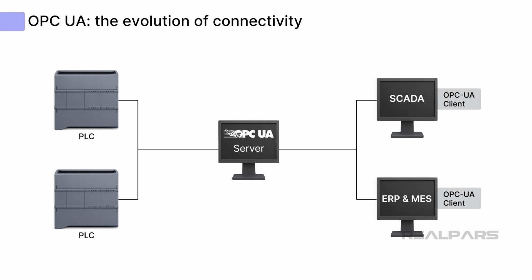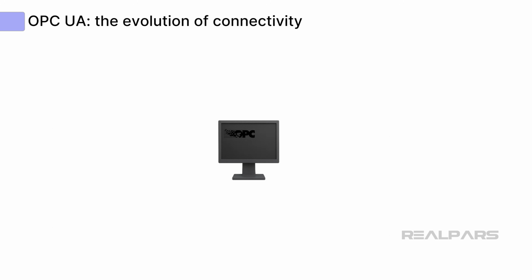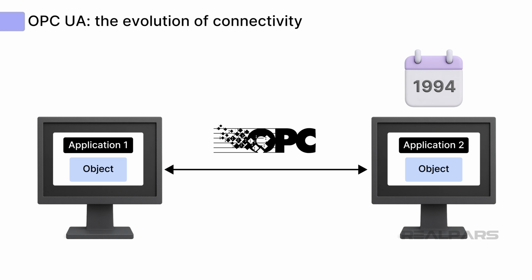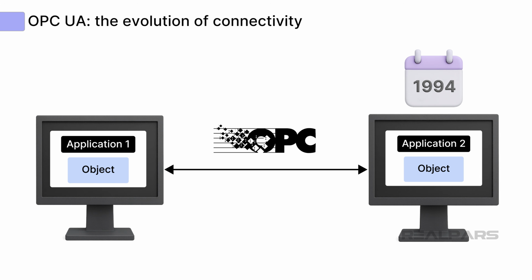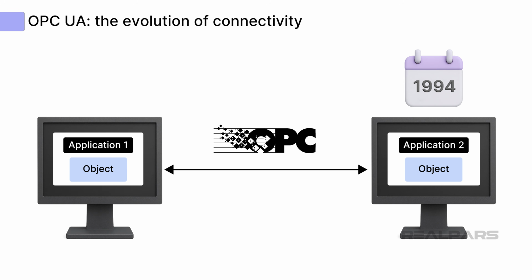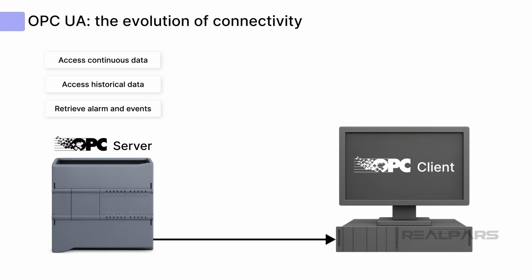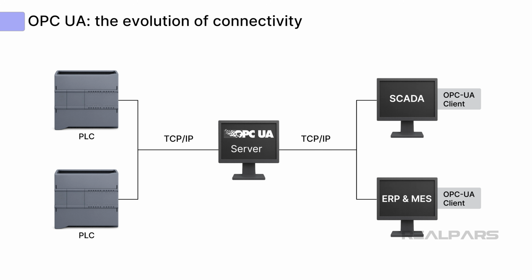OPC UA is an advanced protocol designed to provide data services over TCP/IP. OPC was developed in 1994 as a method for applications on two computers to communicate with one another. Several different versions of OPC were created. One to access continuous data, one to access historical data records, and one to retrieve alarm and event data. Over the years, OPC was improved, and today we have OPC UA, a single unified architecture that supports all forms of data exchange.